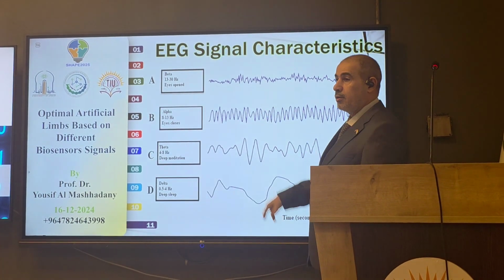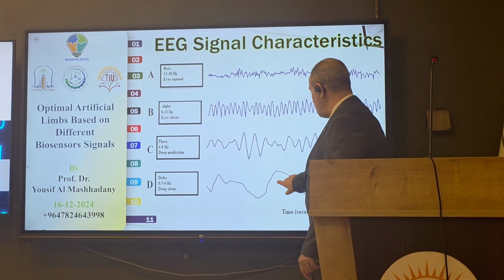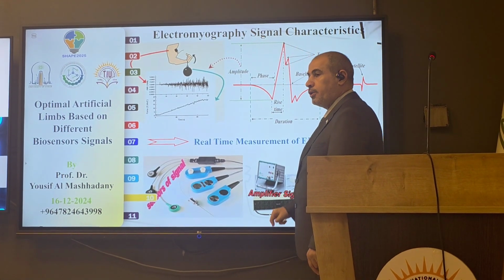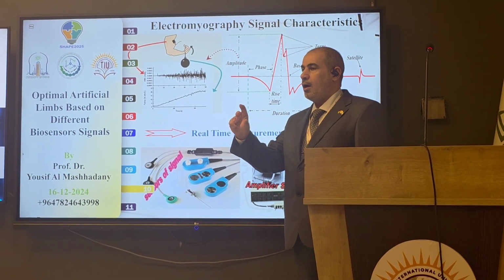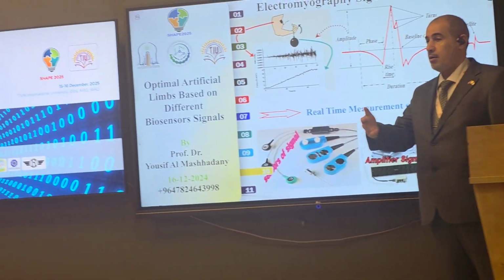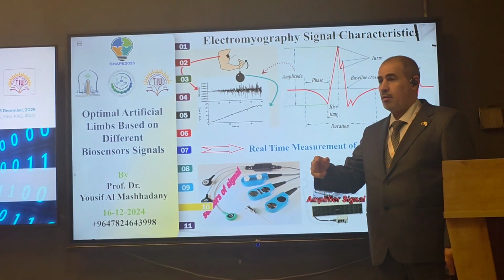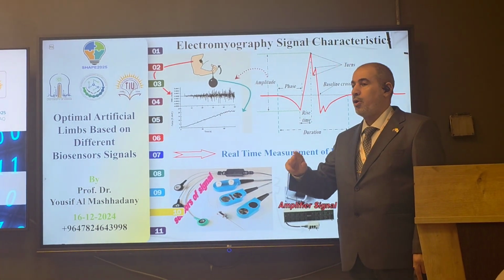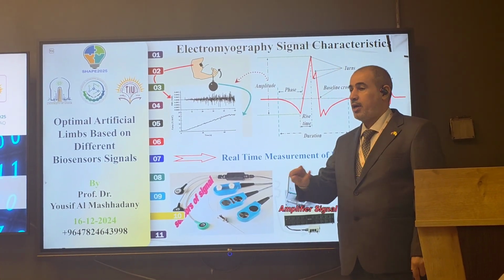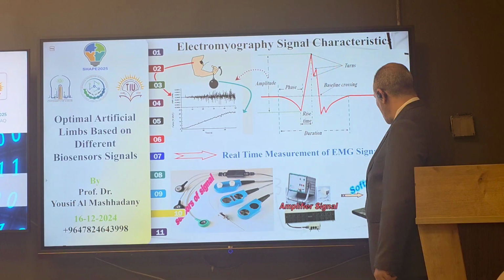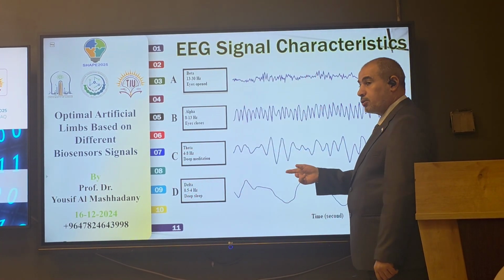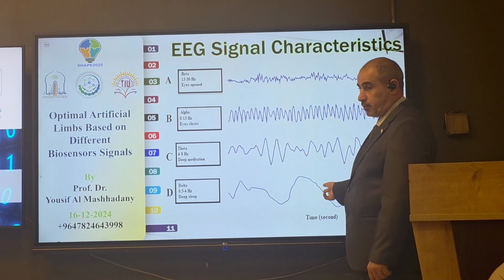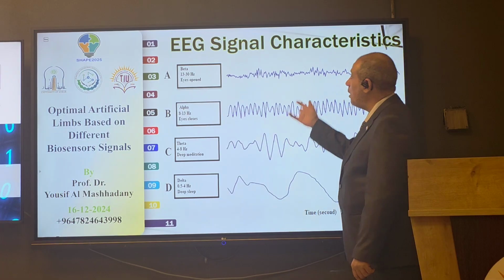Sorry, Doctor, do you mean resistive? This is a resistive? This? Yeah, this amplifier. Does it make a resistance? No, amplification signal. Okay. And also filter, band reject filter, and notch filter.